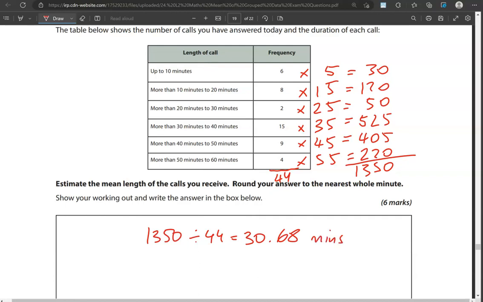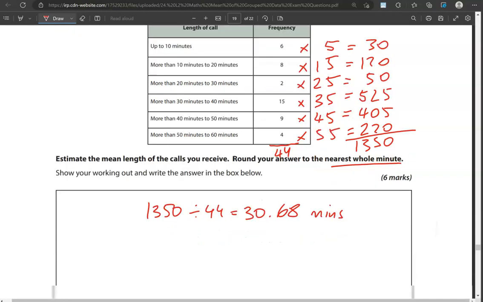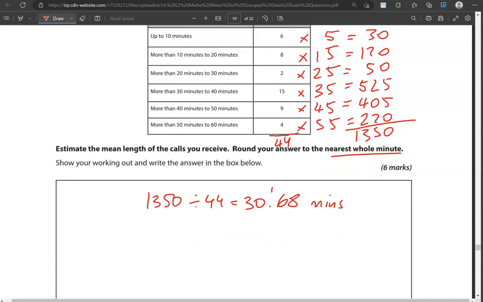And we've got to round our answer to the nearest whole minute. So looking at the digit on the right next to 0, that is greater than 5, so this is going to be 31 minutes.